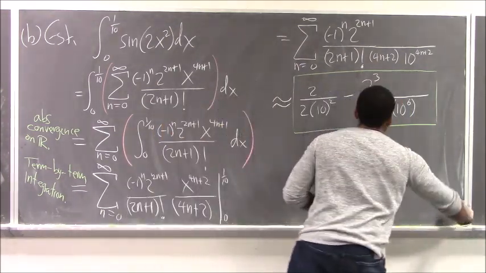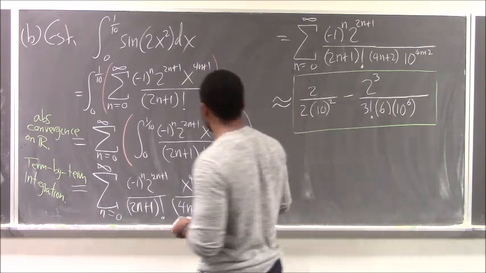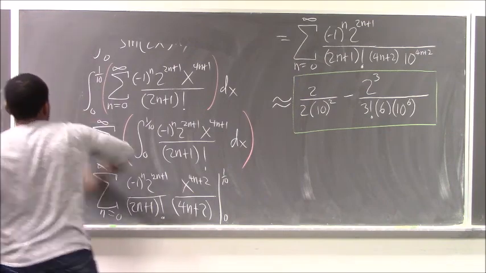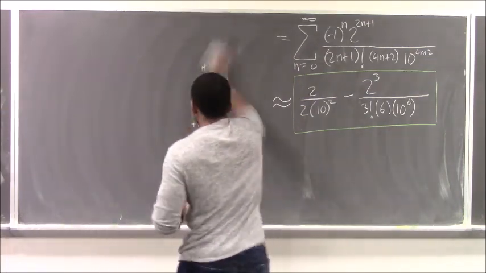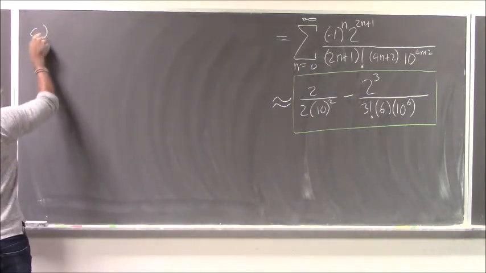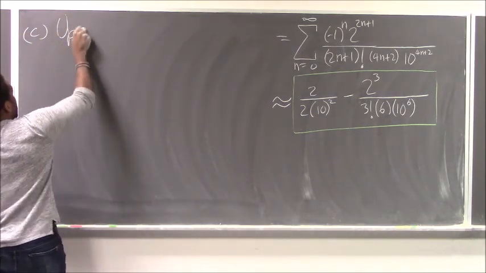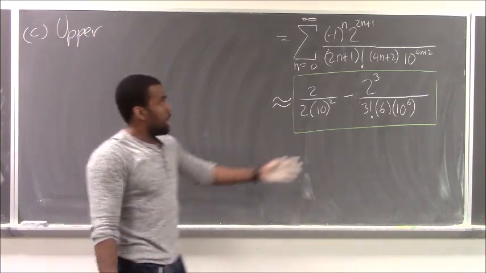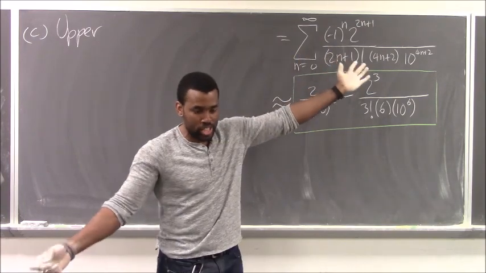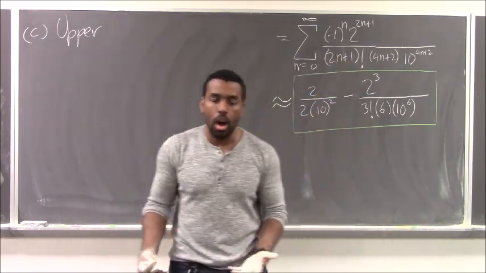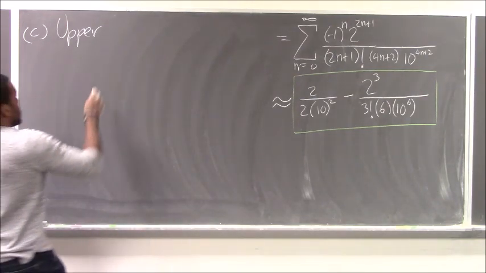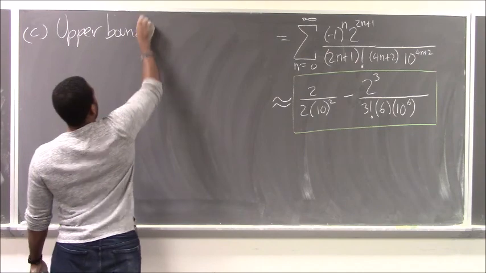So now, c, upper bound on the error. I just used two fractions to represent a sum of infinite fractions. Obviously, I'm going to be off by something, right? We're going to have some error here. Can you tell me the worst case scenario, the upper bound for the error?